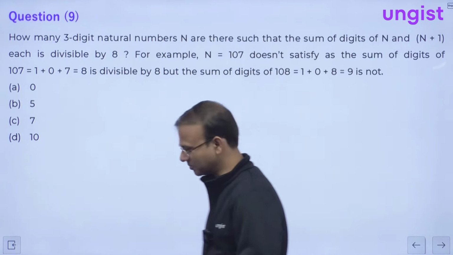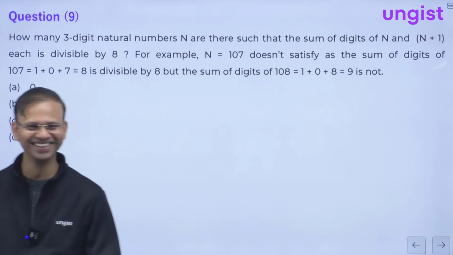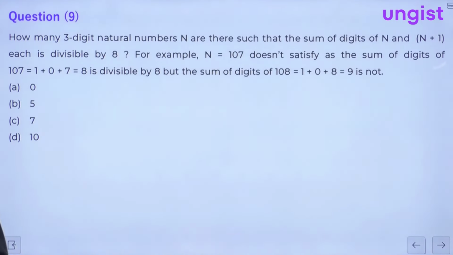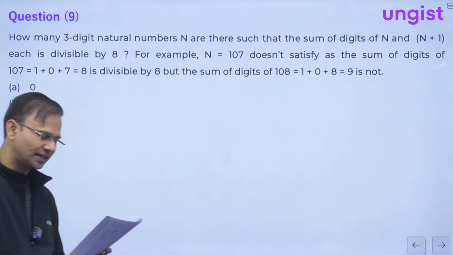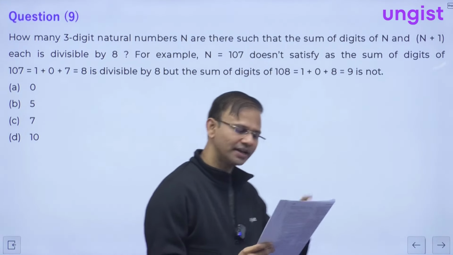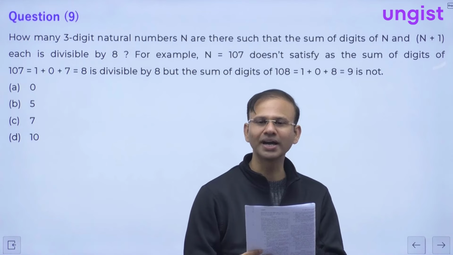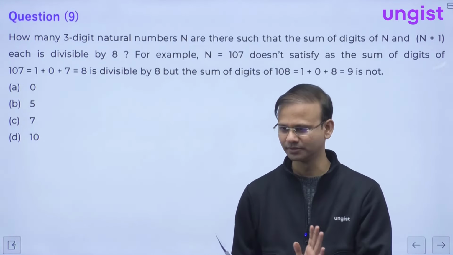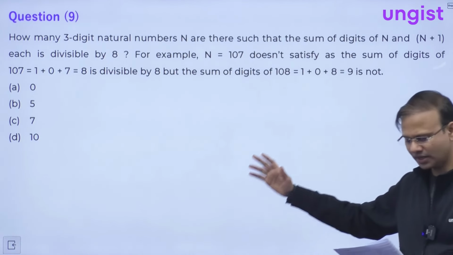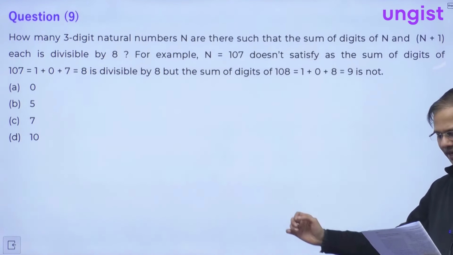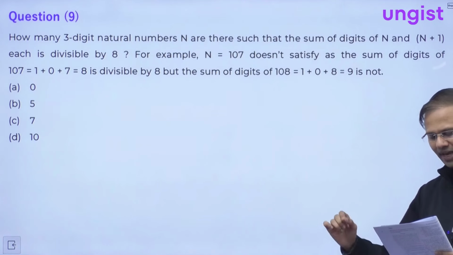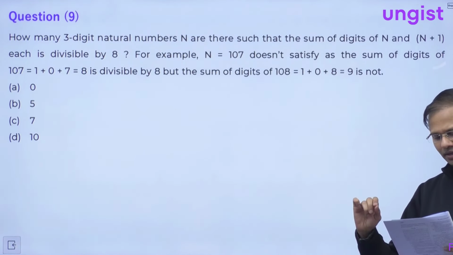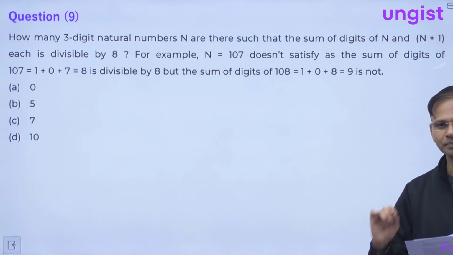Ye question tha number system ka. Yes everyone, read the question. Question says, how many 3-digit natural numbers n are there such that the sum of digits of n and n plus 1 each divisible by 8? Everyone, have you read this question? Yes, sir. Right? Read this question. How many 3-digit natural numbers n are there such that the sum of digits of n and n plus 1 each is divisible by 8?